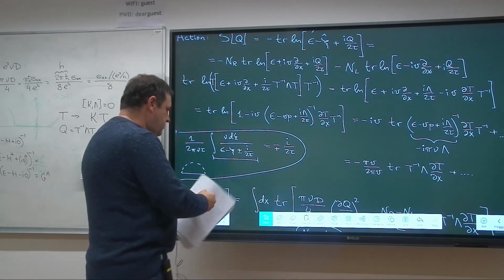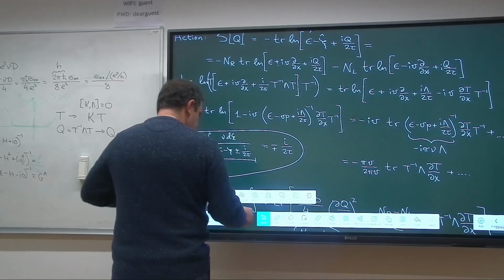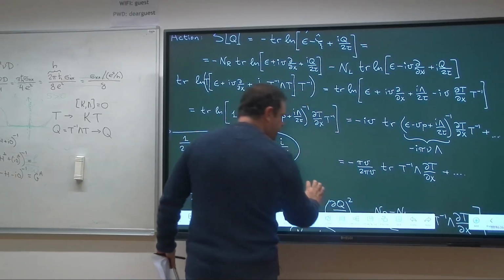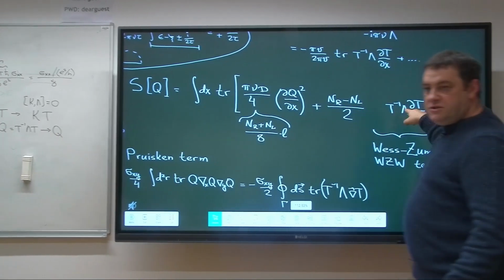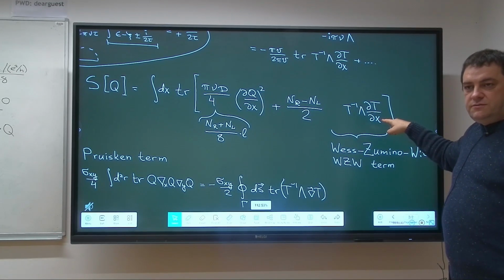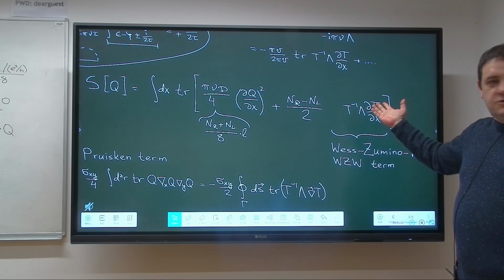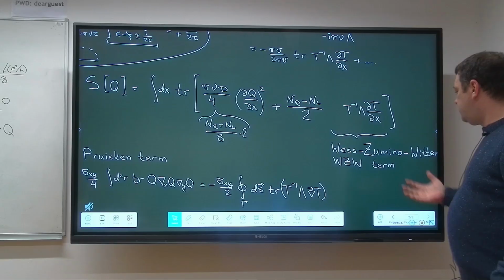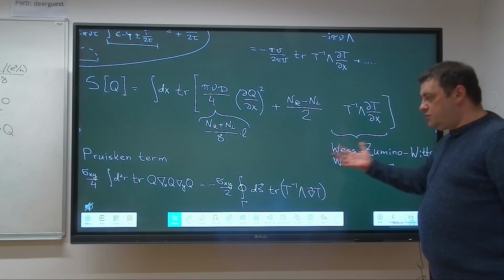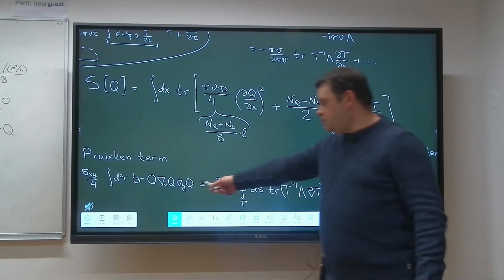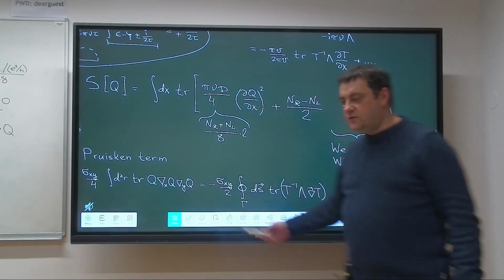Now, I scroll this whole thing back, and we see that the action will change if I do the gauge transformation. It should be written only in terms of Q, not in terms of T, in order to be gauge invariant. For example, the Pruskin term is gauge invariant. It is written in terms of Q.